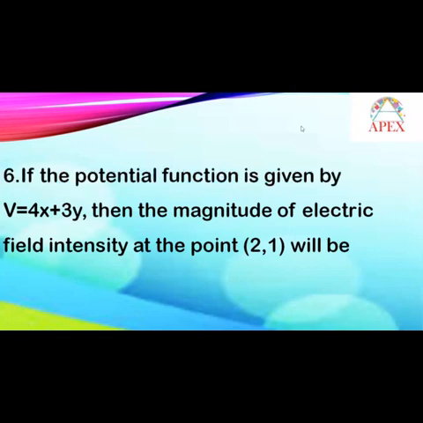Next. Question number 6. If the potential function is given by V equal to 4x plus 3y, then the magnitude of the electric field intensity at the point 2, 1 will be. Okay, here the potential V is given: 4x plus 3y, first of all. And they're asking us to calculate the electric field intensity at some point 2, 1. So first of all, you calculate the electric field intensity here.